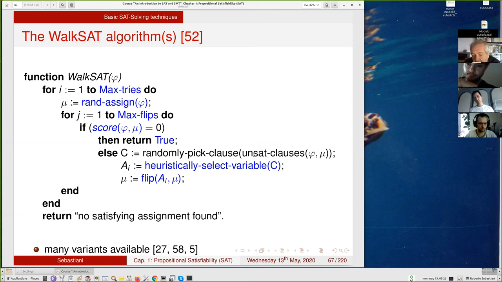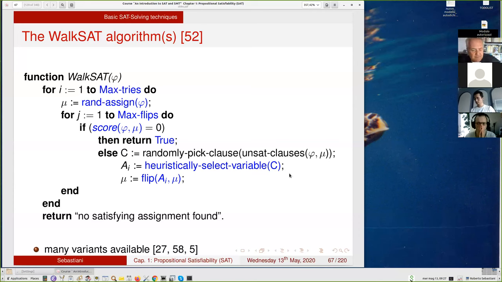Okay, so get the clauses which were made false by the current assignment. Pick one of those clauses, randomly or according to some heuristic, and according to some heuristic, select one variable inside this clause. So the idea is, unlike GSAT, you don't look as a hill climber, but you explicitly target the clauses which are currently unsatisfied. And then you flip one of those variables. Of course, flipping will make that clause satisfied, but it may make some other clauses unsatisfied.